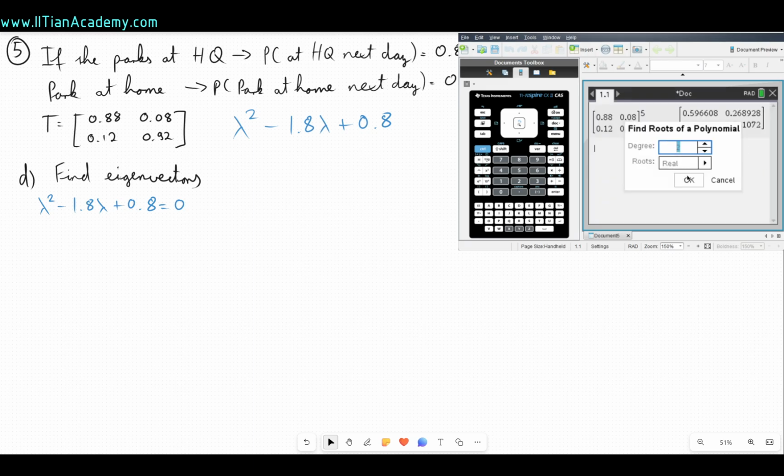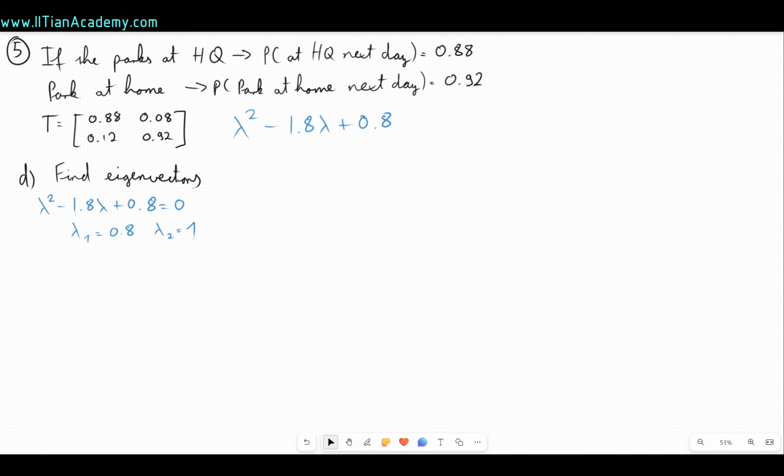find roots of polynomial, degree 2. This is 1. This is minus 1.8. This is 0.8. So we see that our two eigenvalues are 0.8 and 1. So now we need to use these to find the eigenvectors. So what we need to do is subtract these eigenvalues from our matrix.